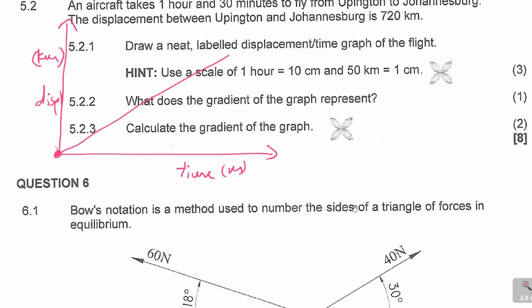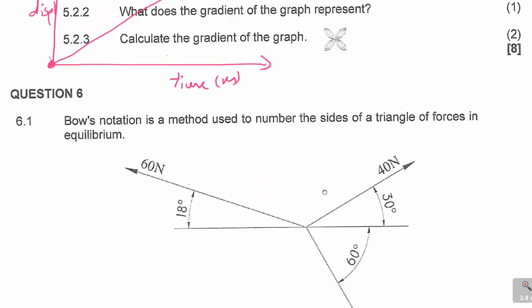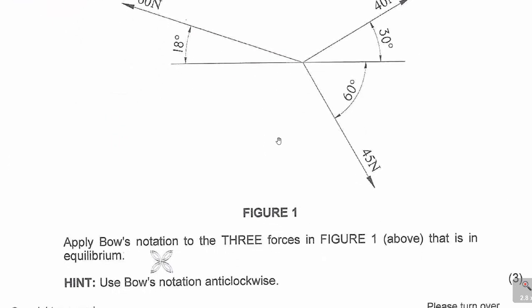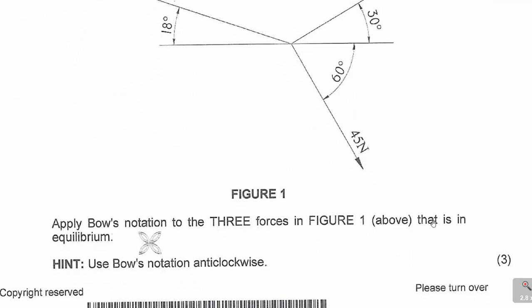Alright guys, but I'm not going through that much. And then the next one is Bow's notation. You're given that, then you have to use Bow's notation to find it. It says apply Bow's notation to the three forces that are in equilibrium.